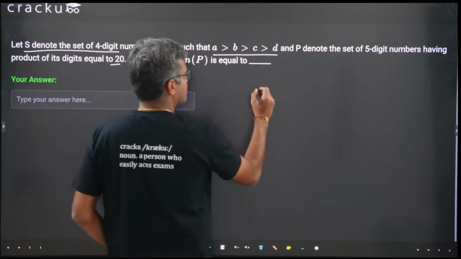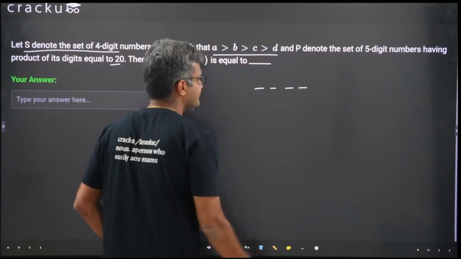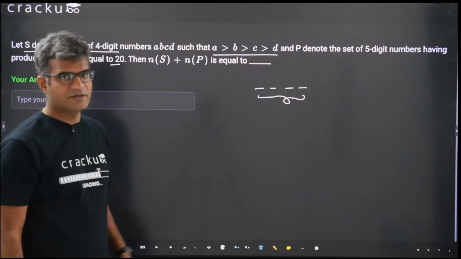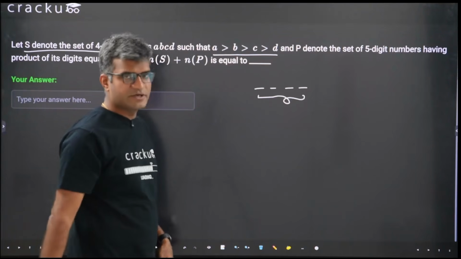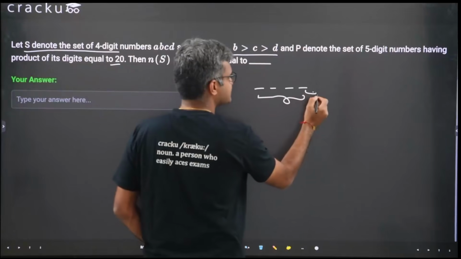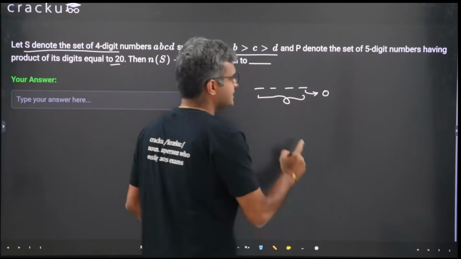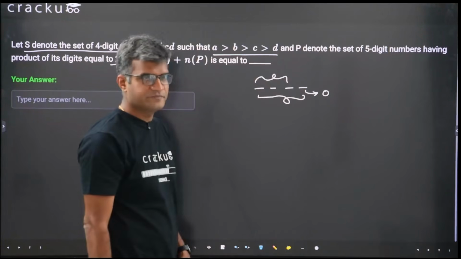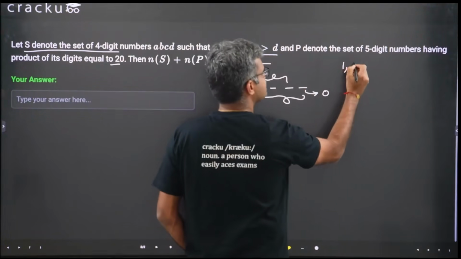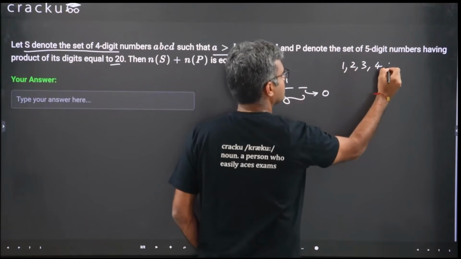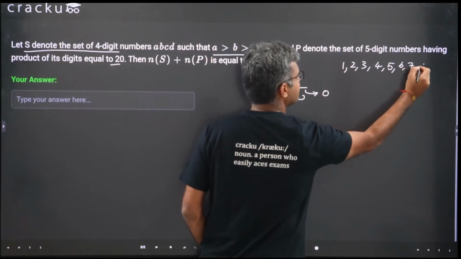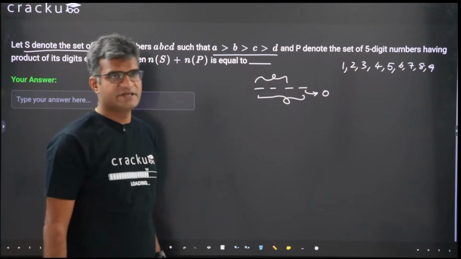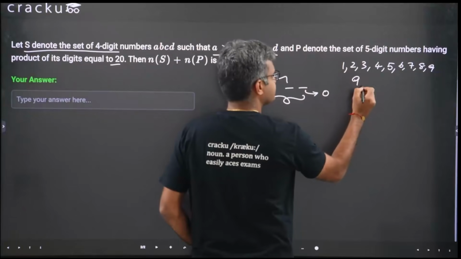If we have a 4-digit number like this and we want the digits to be in descending order, in how many ways can we do it? We'll consider two cases. The first case is that the last digit is equal to 0. If the last digit is equal to 0, we want the first 3 digits to be in descending order. And they have to be amongst the digits 1, 2, 3, 4, 5, 6, 7, 8 and 9. So in how many ways can we select 3 digits from those 9 digits?